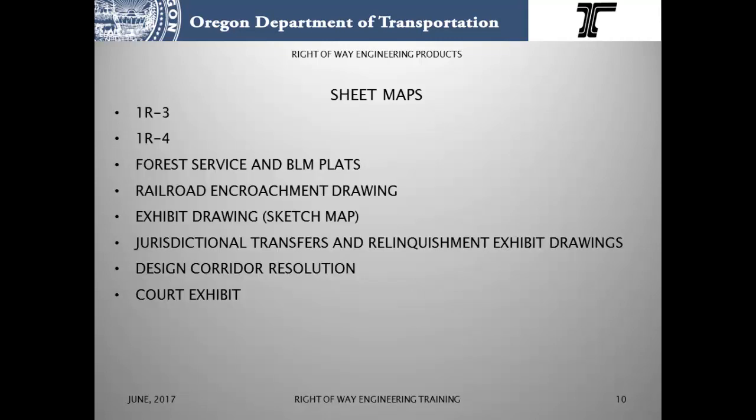So sheet maps, we have various sheet maps. We have our 1R-3 and 1R-4 maps. We have Forest Service and BLM filing plats, railroad encroachment drawings, exhibit drawings, otherwise known as sketch maps, exhibit drawings that are done for jurisdictional transfers and relinquishments. We have the map for the design corridor resolution, and I'm going to throw in court exhibits, even though we really don't do those anymore for DOJ, or very infrequently.